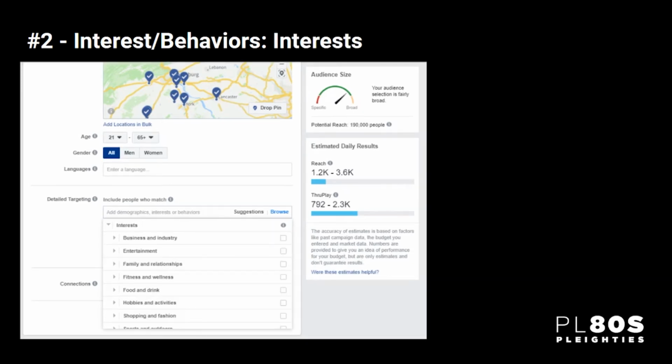You also have interests under that detailed targeting. So there I just wanted to drop down that menu to see at least a top level of the categories underneath interests and how you can target people: business and industry, what they work for, their jobs, entertainment, what types of entertainment they like and what they interact with, family and relationships, fitness and wellness, food and drink, hobbies, activities, shopping, and fashion.